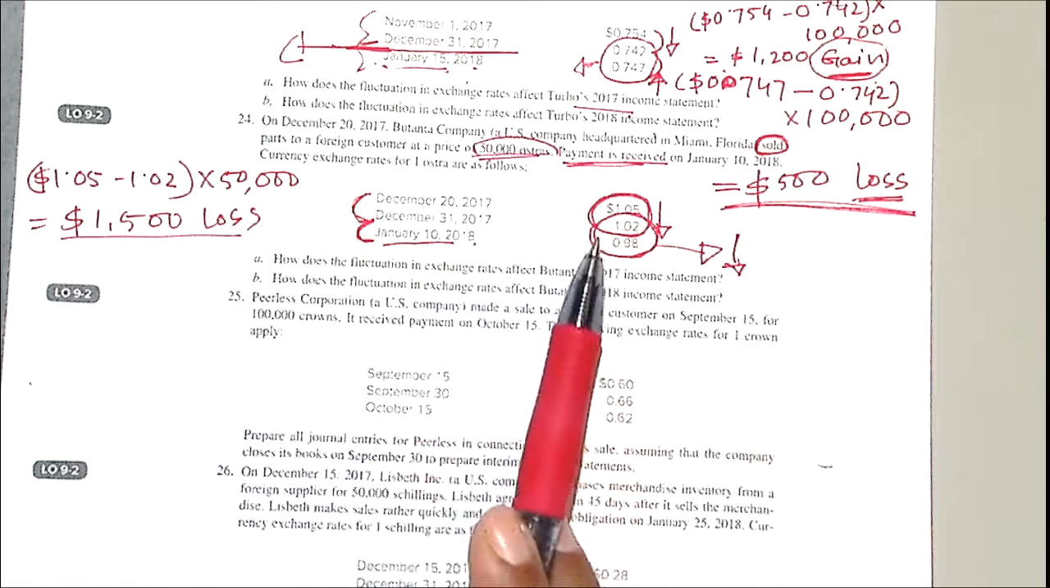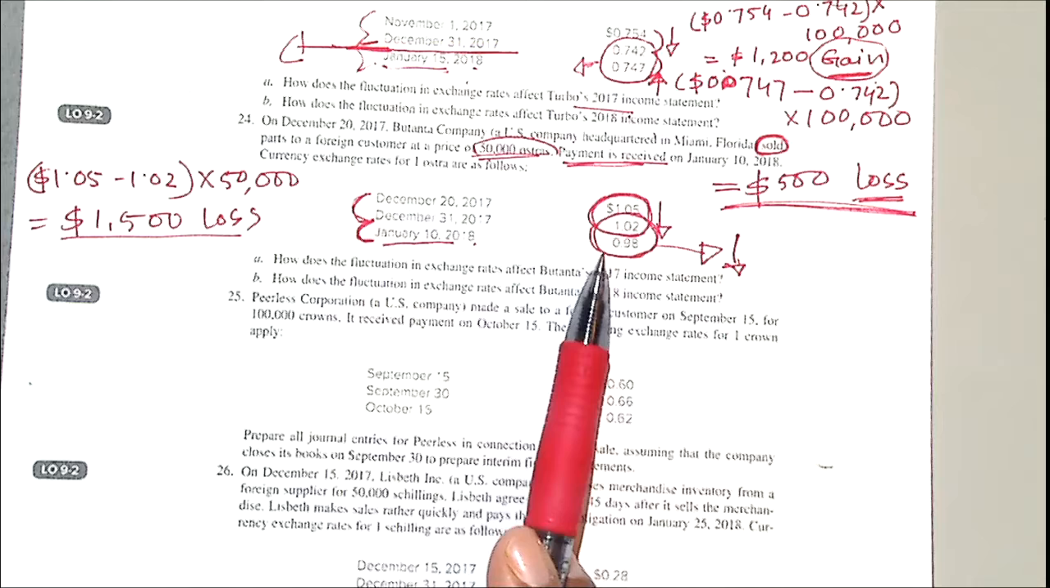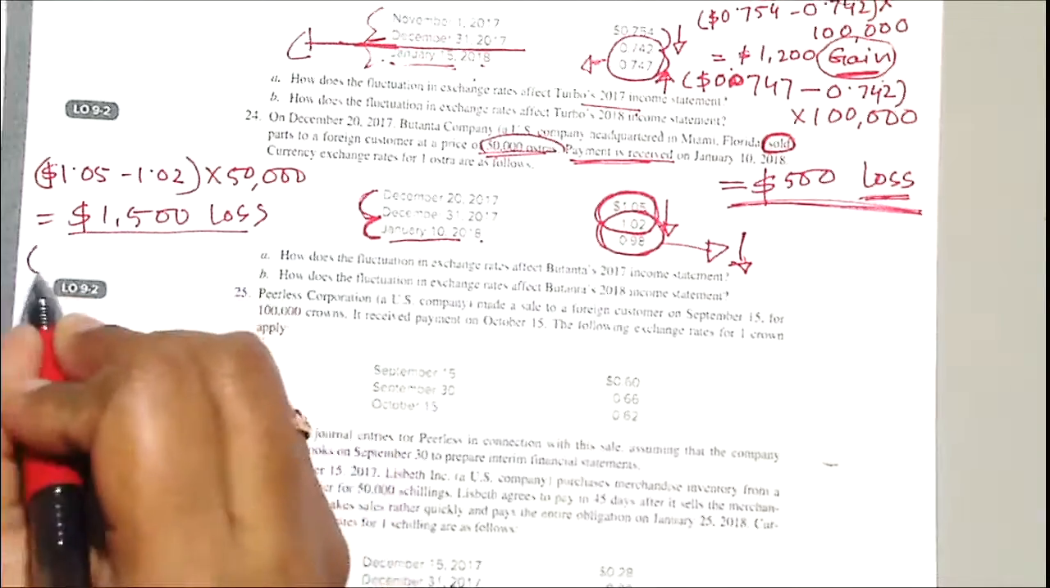December 31st, one Ostra was $0.02. January 10th, one Ostra equals 98 cents. So you are actually making a loss 4 cents per Ostras, right? So what's your total loss?